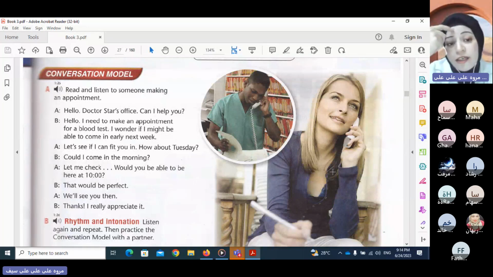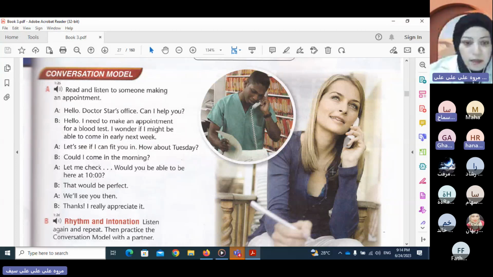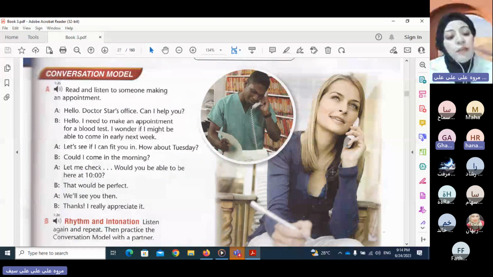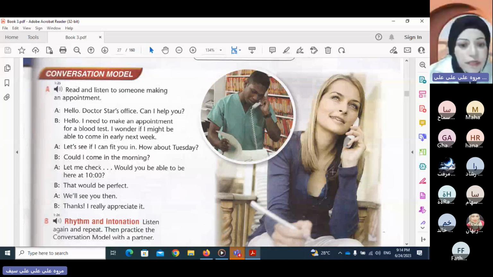Okay, before we listen again, I want to check your understanding of certain expressions that we have studied before. What's the meaning of this expression? I can fit you in. Fit somebody in. Let's see if I can fit you in. Find an appointment. Make an appointment for him. Oh, very good. Excellent. Make an appointment for you or find you an appointment. Okay, very good. Thanks a million for that.